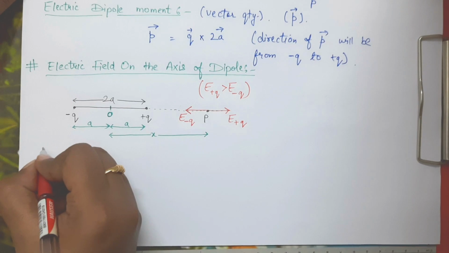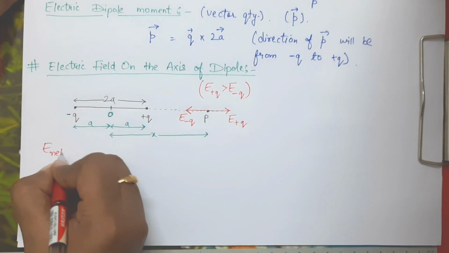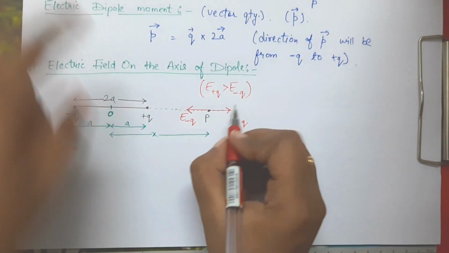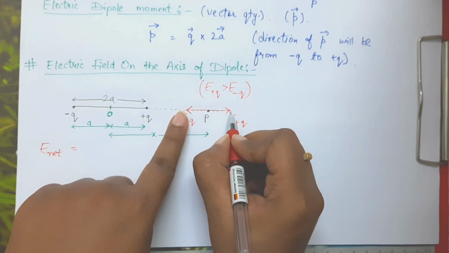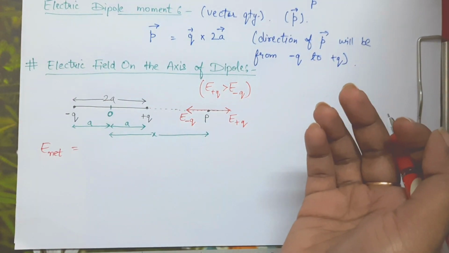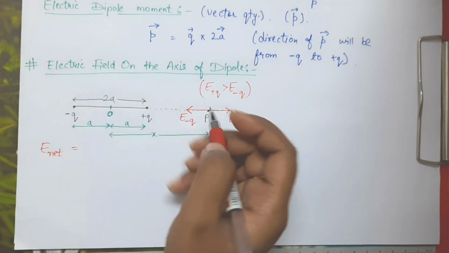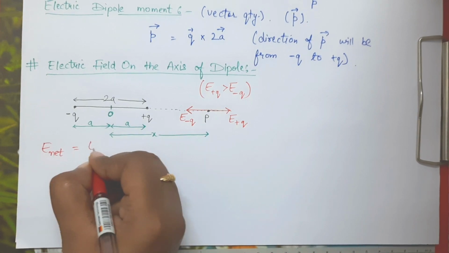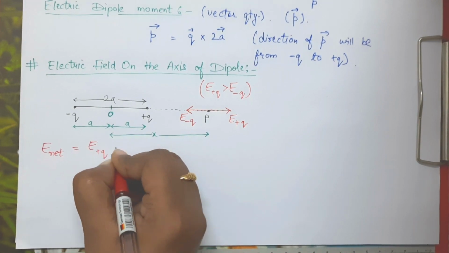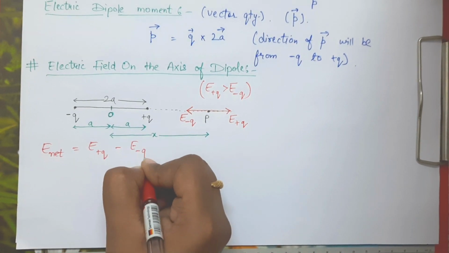Now E net, that is net electric field, will be equal to what? Because these two fields are in opposite directions, so we have to subtract them. So we will subtract smaller from the greater. So greater one is E plus q, so E net will be E plus q minus E minus q, right?